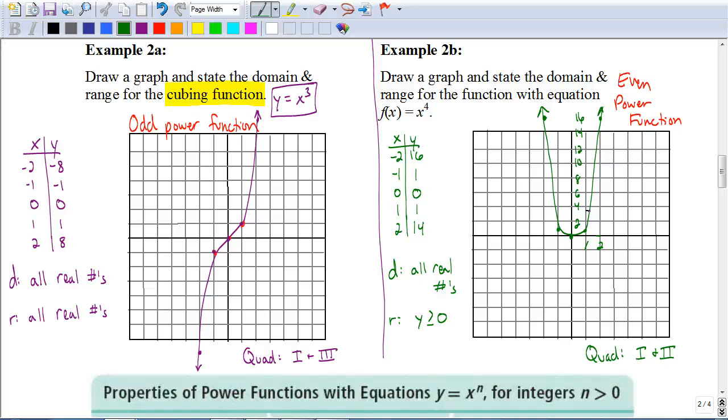But again, all even power functions will always be in quadrants 1 and 2. All odd power functions are in quadrants 1 and 3. That'll be important to note for some of the questions that will be in your assignment.